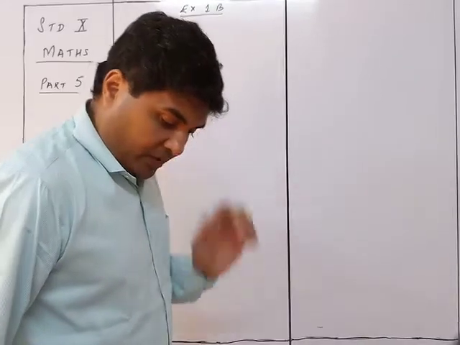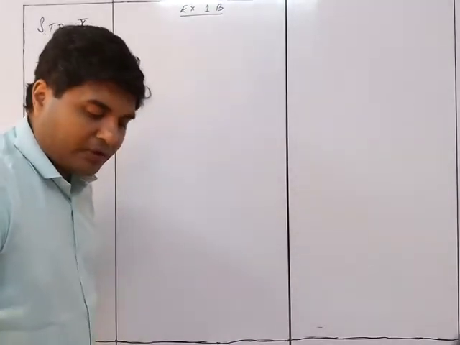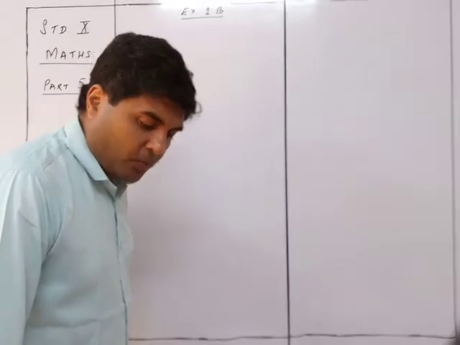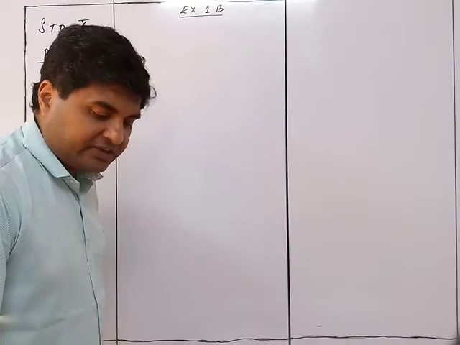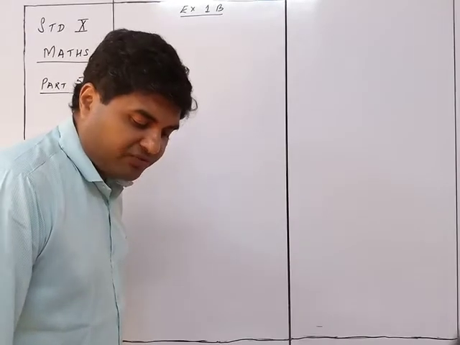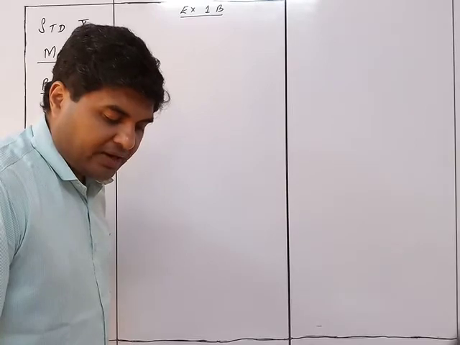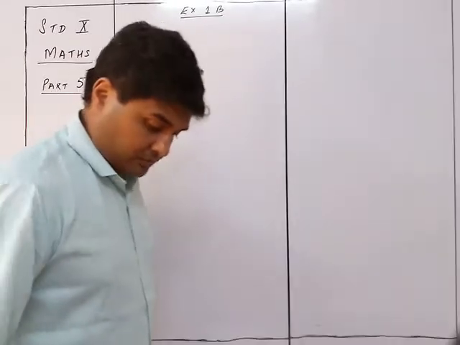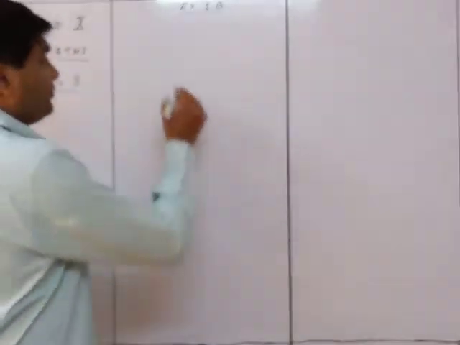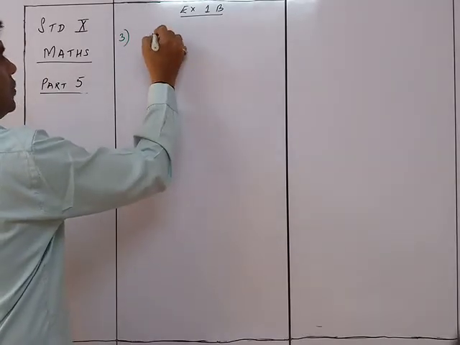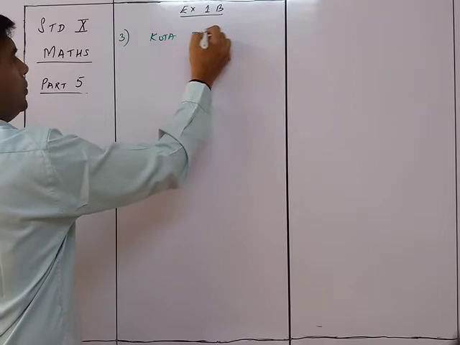Sum number 3. Goods and services are sold from Kota, Rajasthan to Mumbai for rupees 20,000, and then from Mumbai to Pune. If the rate of GST is 12% and the profit made by Mumbai is 5,000, find the net GST paid at Pune if the dealer at Pune is the end user. Okay, so what we have is, first thing is Kota to Mumbai.